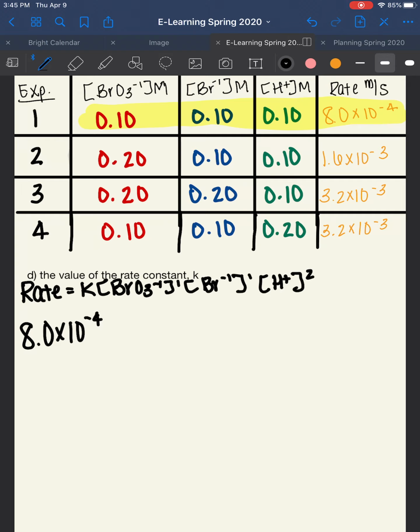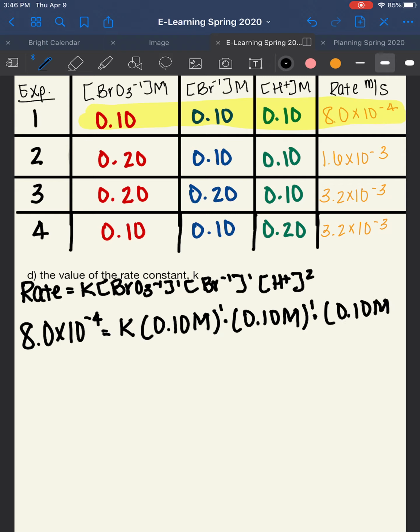So 8.0 times 10 to the -4 is equal to my rate constant K, which I don't know what it is, times my concentration of bromate, which is 0.10 molar, times my concentration of Br -1, which is 0.10 molar raised to the first power, times my last reactant, which is H plus, 0.10 molar squared. Barely had enough room.